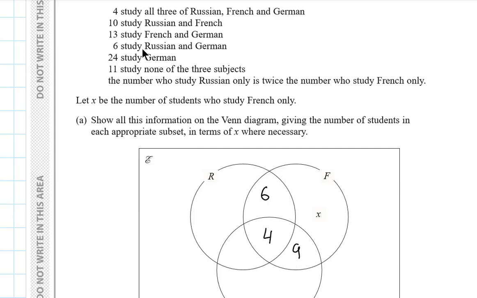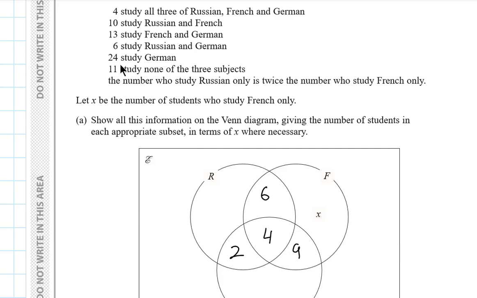And the next, 6 study Russian and German. This is the common area between R and G, this part. We have already 4, and we have 6 who study Russian and German, so we have 2 here. The sum should be 6.